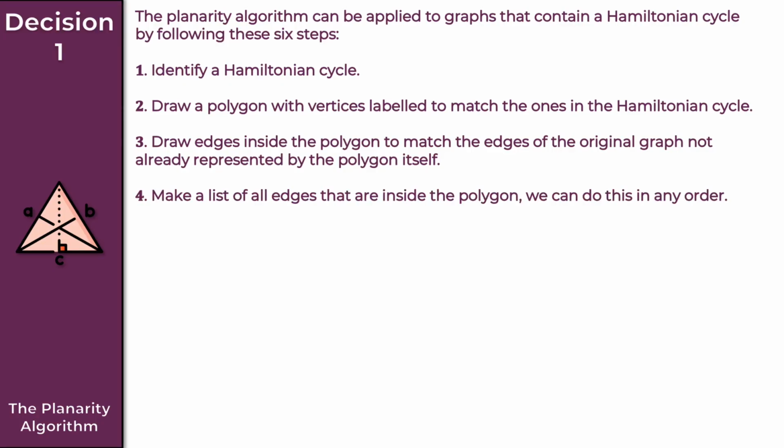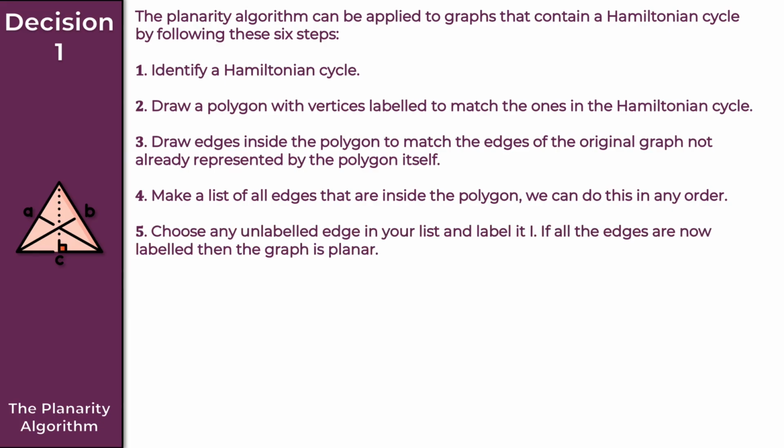For step 4, we make a list of all edges that are inside the polygon, and we can do this in any order. The order really doesn't matter, it's completely up to you. For step 5, we choose any unlabeled edge in the list and label it I. If all the edges are now labeled, then the graph is planar. For the last step, step 6, we look at any unlabeled edges that cross the edge or edges just labeled.